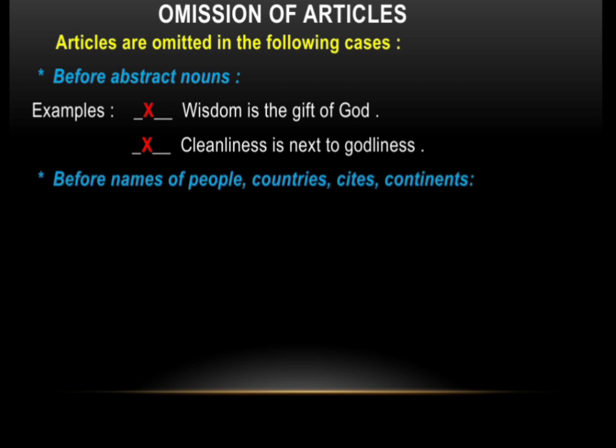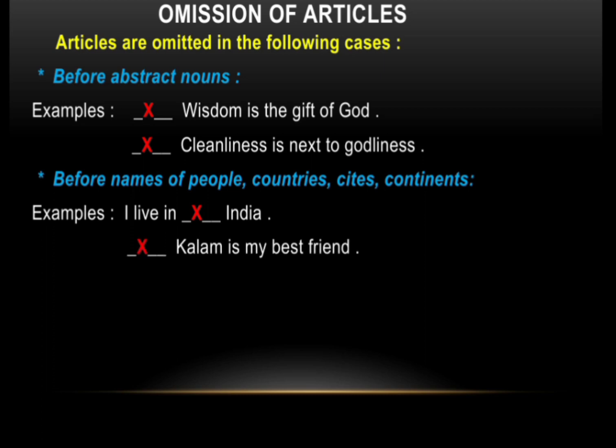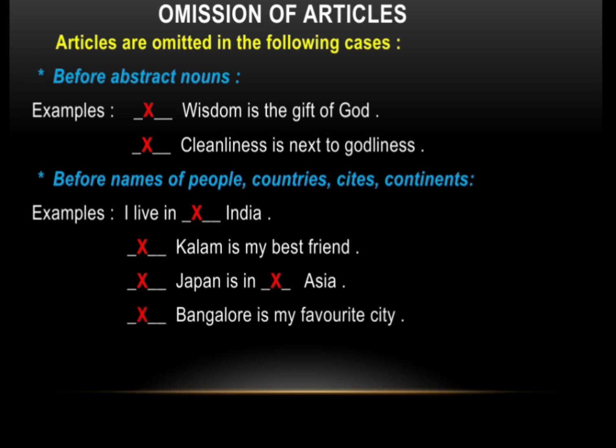We use no article before names of people, countries, cities, or continents. Example, I live in India. That is the right statement. No article is used. Kalam is my best friend. So no article before a proper noun. Japan is in Asia. So there is no article before Japan or before Asia. Bangalore is my favorite city and there is no article before Bangalore.